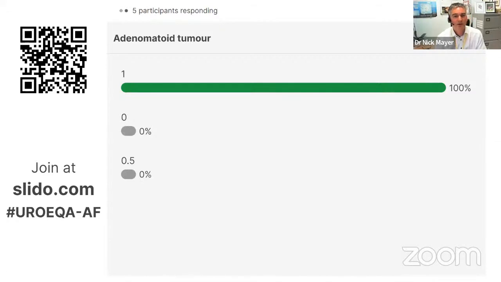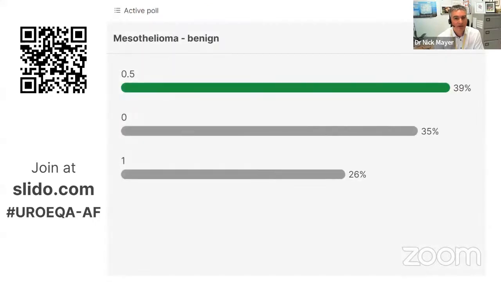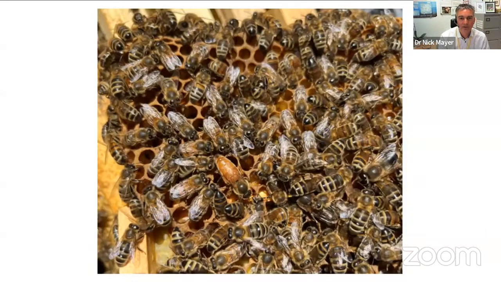Right, so there we go. Adenomatoid tumor gets 1, Leydig tumor gets 0, and mesothelioma benign, okay, you've gone for half marks for that. Perhaps not unreasonably, given that virtually everyone out of 430 people went for adenomatoid. Okay, so that's that now.